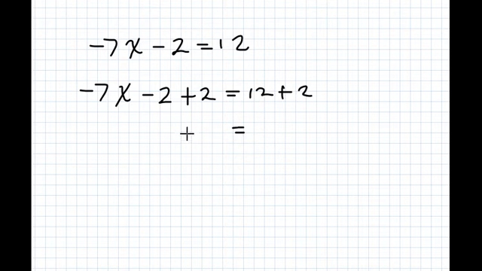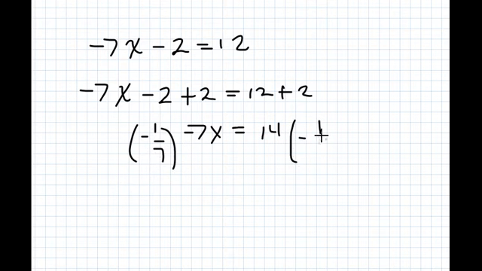And then we want to simplify this down. We have negative 7x is equal to 14. Now I'm going to multiply both sides by the reciprocal of negative 7, which is going to be negative 1 over 7. And that's going to leave us with x is equal to, now we have a positive number times a negative number, so that's going to be negative. And 7 goes into 14 2 times. So x is equal to negative 2.